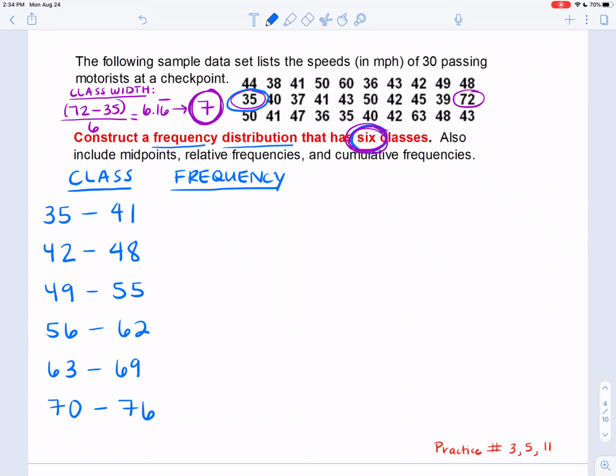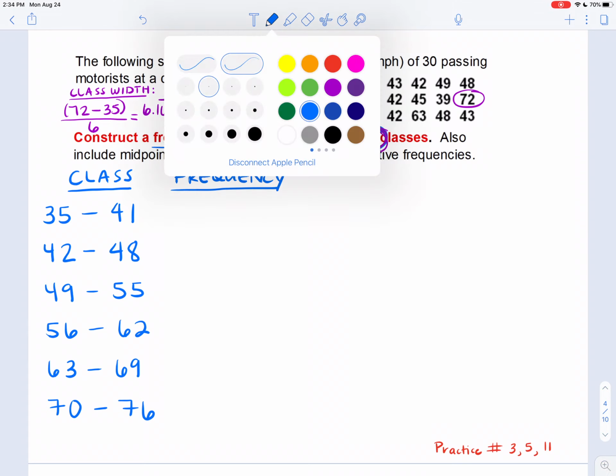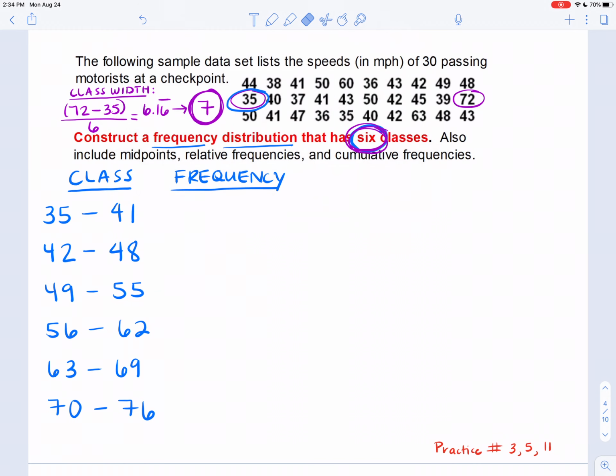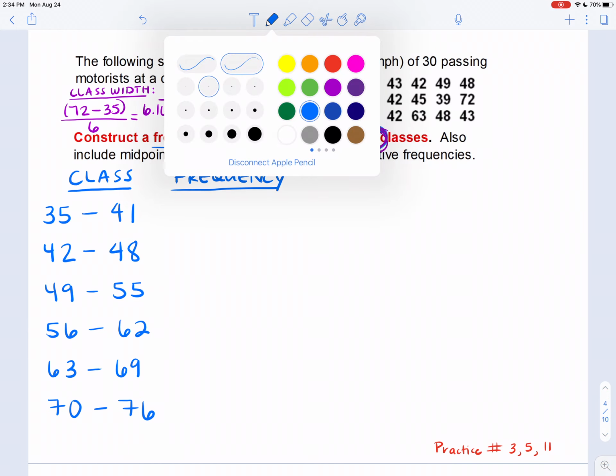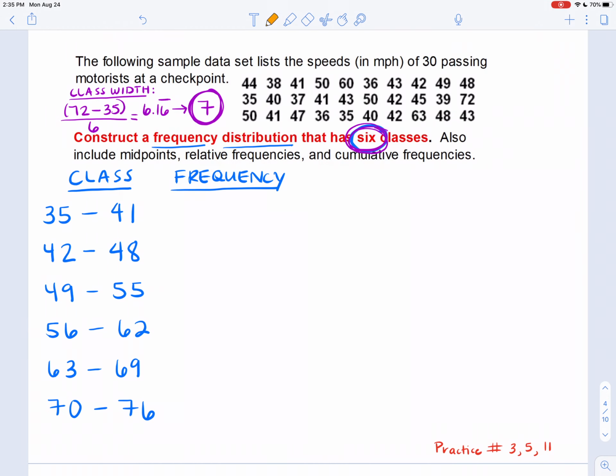All right, now that's our start. Once we define our classes, the next thing that we're going to do is determine our frequency. And this is really the easy part. This is just counting. So when I look at my first class, it includes any values between 35 and 41. So I'm going to use my little orange color here. And I'm just going to go through and count. How many values are between 35 and 41?